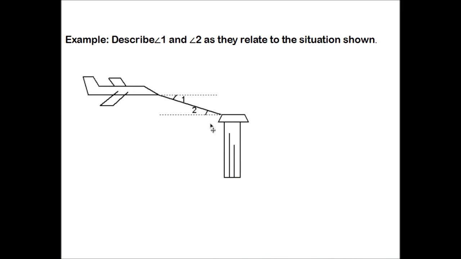Alright, look at this picture. It says describe angle 1 and 2 as they relate to the situation shown. Well, it looks like I have an airplane and a tower. If I'm looking at this angle 1, it looks like it goes out straight horizontally and then the angle is looking down. So I would have to say angle 1 is an angle of depression, from the plane to the tower.